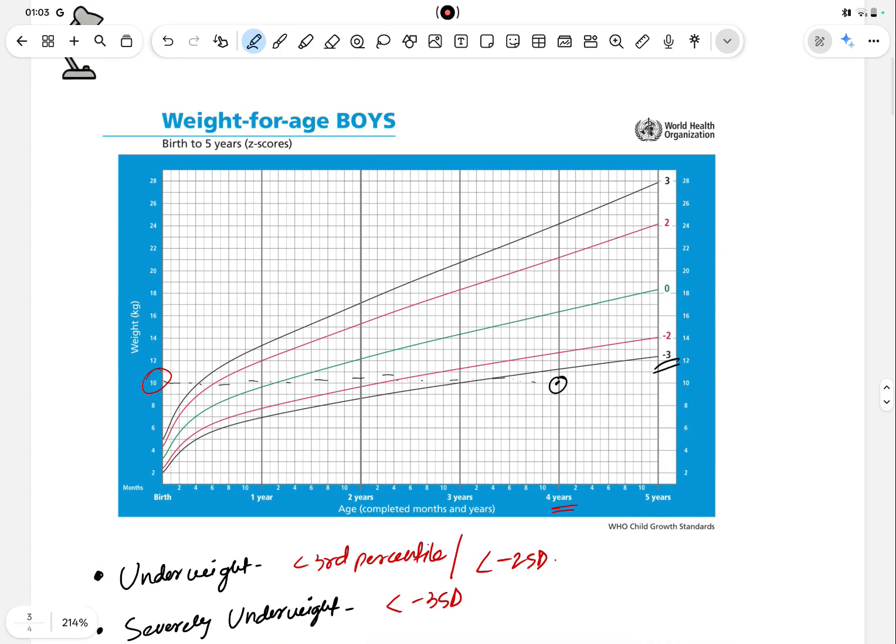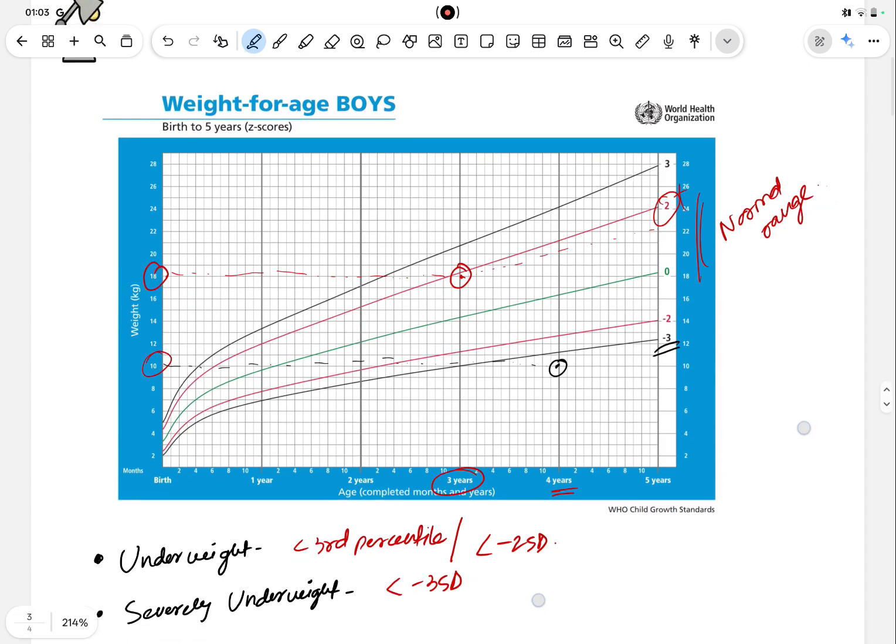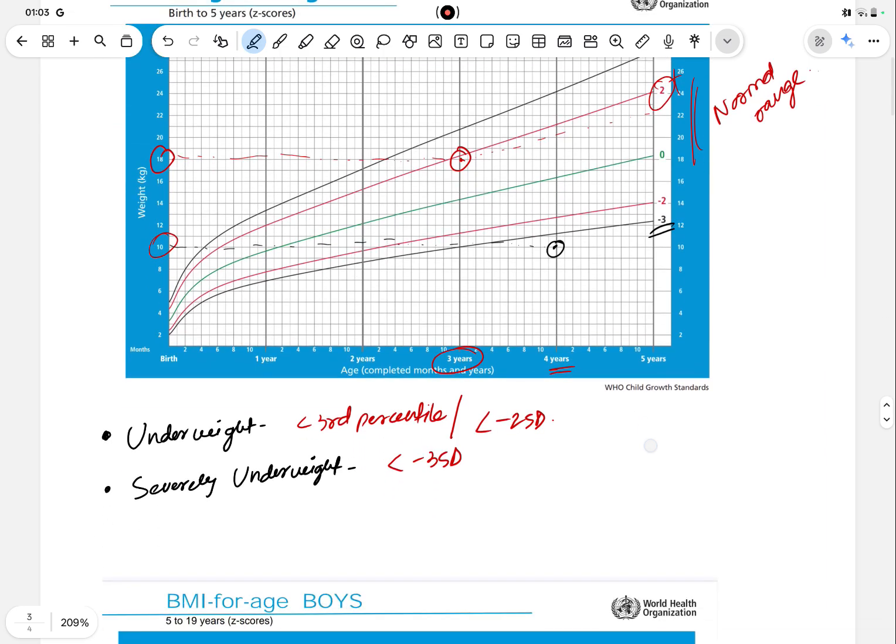If we take another example, suppose 3 years and weight is around 18 kilo. If we trace the point 18 and 3 years, it is coming here. If we trace it back, it is clearly falling between 0 and 2 standard deviation. So it is in the normal range. Okay, so these are the only two important interpretations.